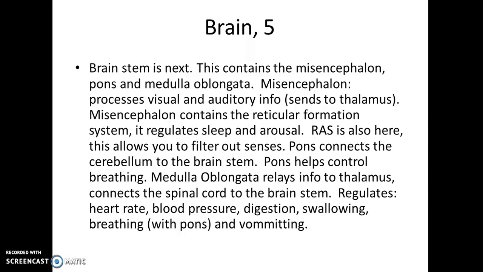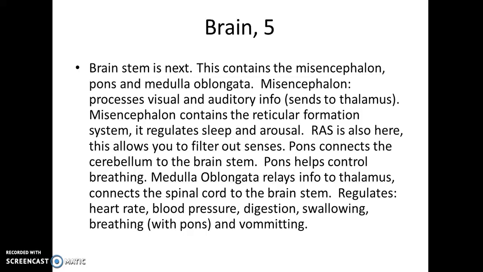That seems like opposite things, doesn't it? Sleep and arousal. Now the RAS also allows you to filter out senses. So as you're sitting there, you're able to ignore a lot of things because of the RAS system, like the clothes on your back, the seat against your rear end, a lot of the sound that may be coming, the smell. So it allows you to filter out stuff.